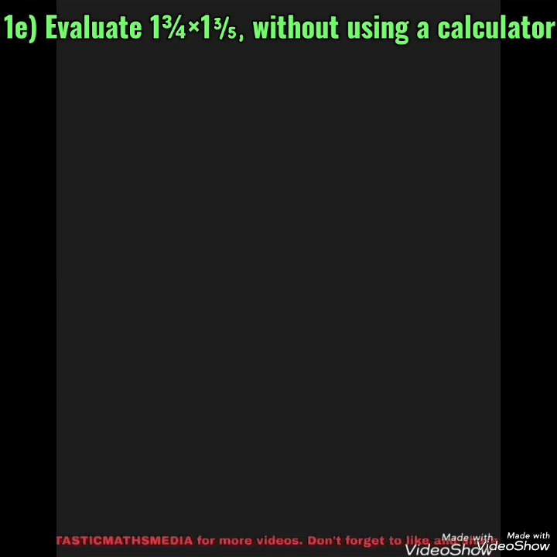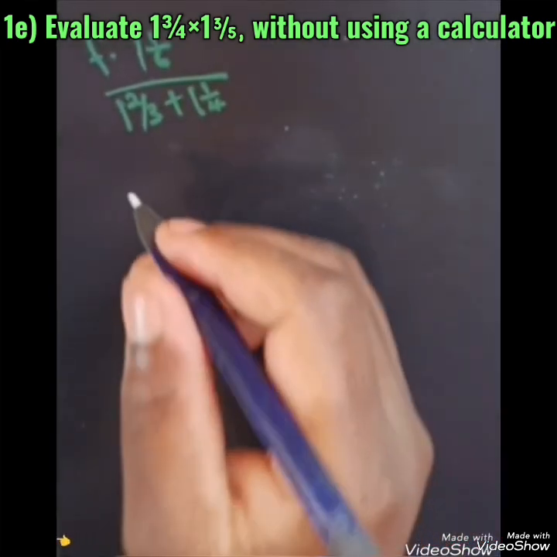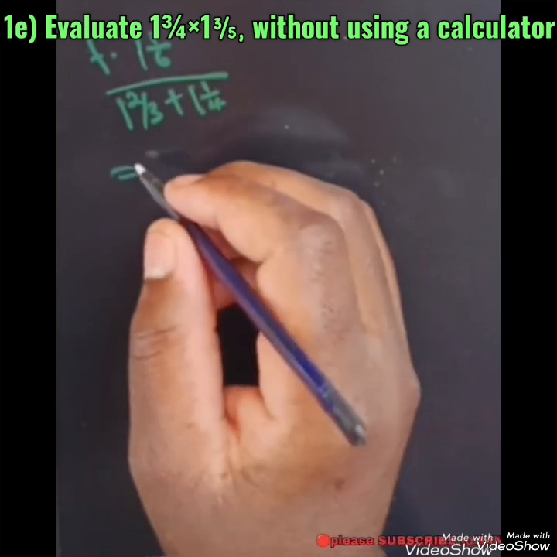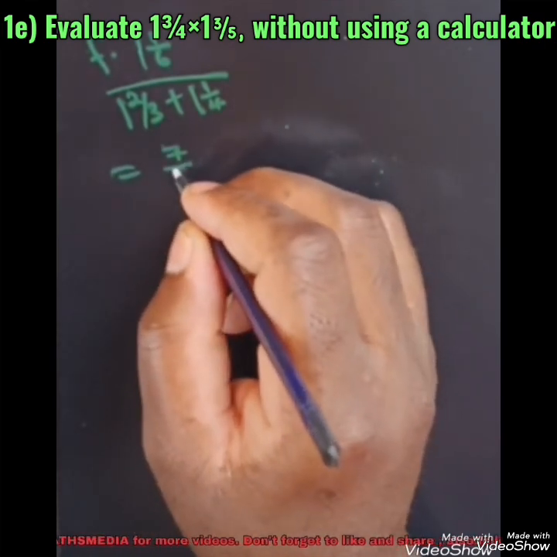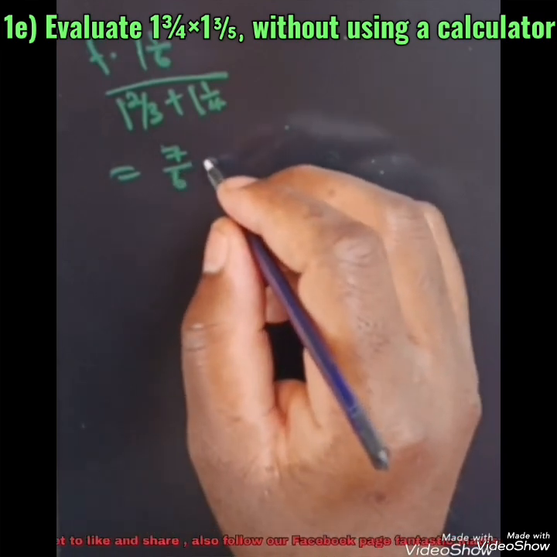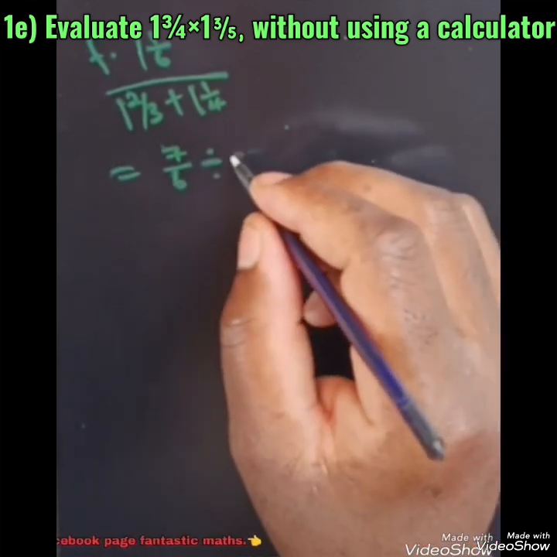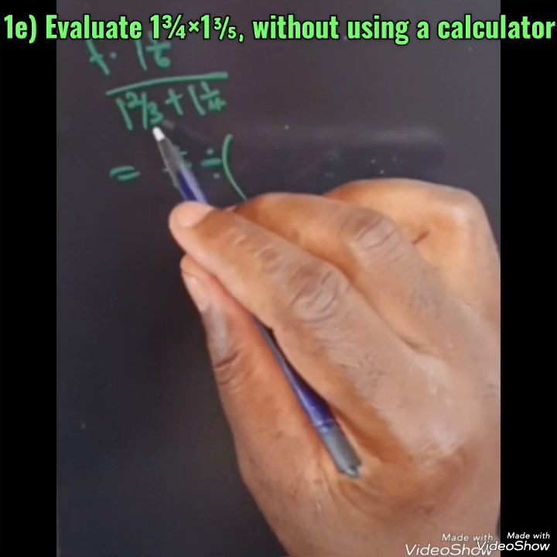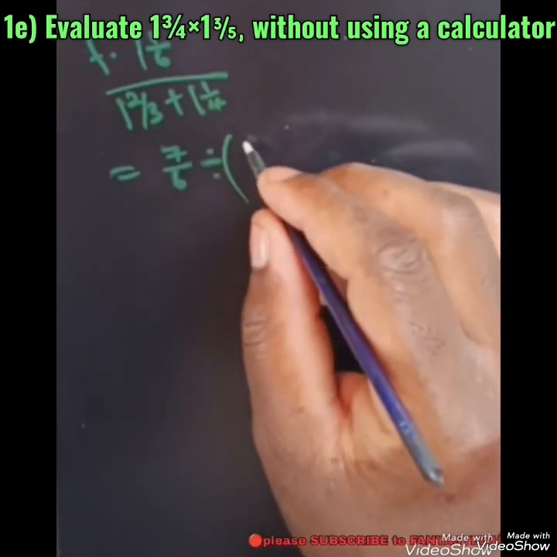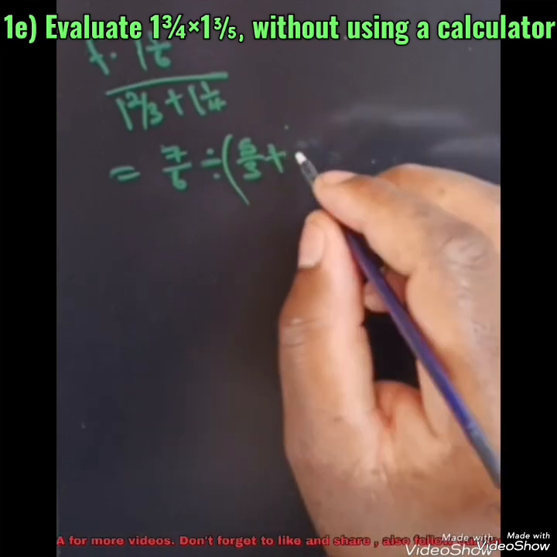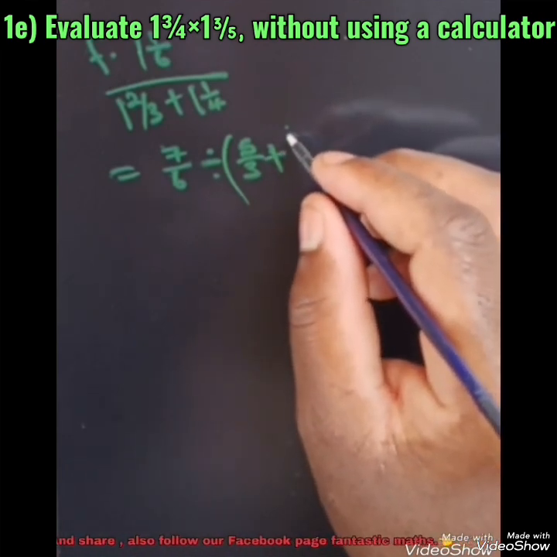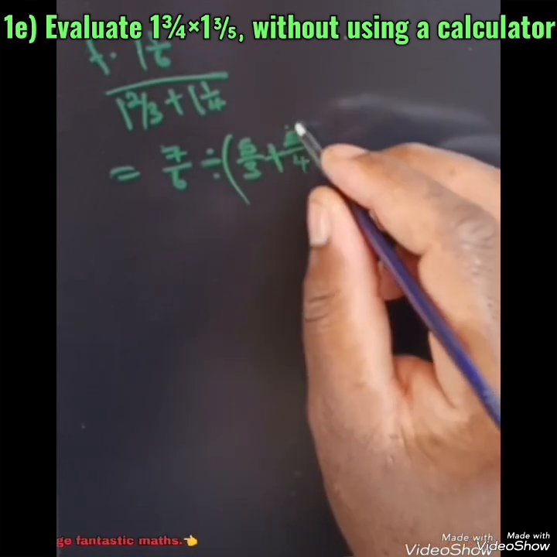Let's move on to part F. Part F reads 1 and 1/6 all over 1 and 2/3 plus 1 1/4. We have to rewrite this, changing our numbers from mixed numbers into improper fractions so that we can solve this simply without the help of a calculator.